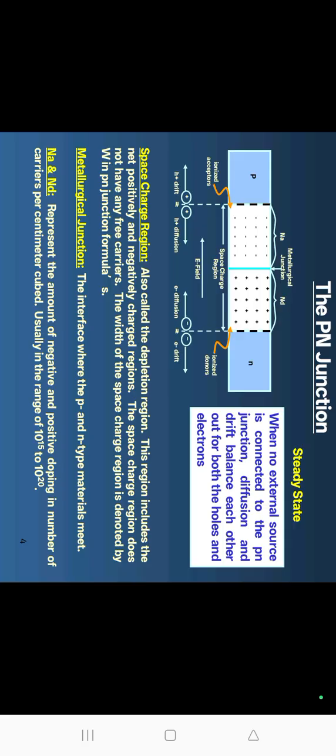Here the P-type material and N-type material are formed in steady state. With no external source connected to the P-N junction, diffusion and drift balance each other out for both the holes and electrons. The space charge region is also called the depletion region. This region has positively and negatively charged ions. The space charge region does not have any free carriers.